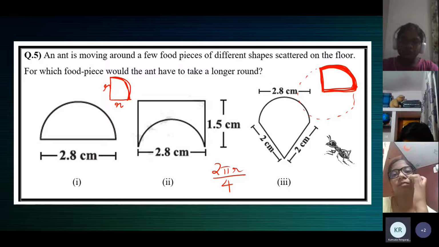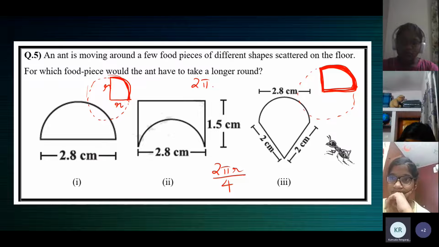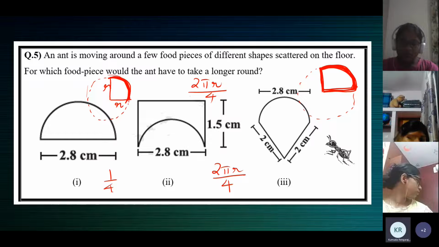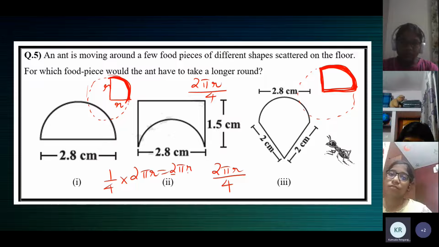How do we find the length of this arc? Now, if you complete the circle, the total length of the boundary of the circle is 2 pi r. Here we have 1/4 of that length. So divide this by 4. That is 1/4 of 2 pi r, which is 2 pi r by 4. So when you cancel it, it is actually pi r by 2.